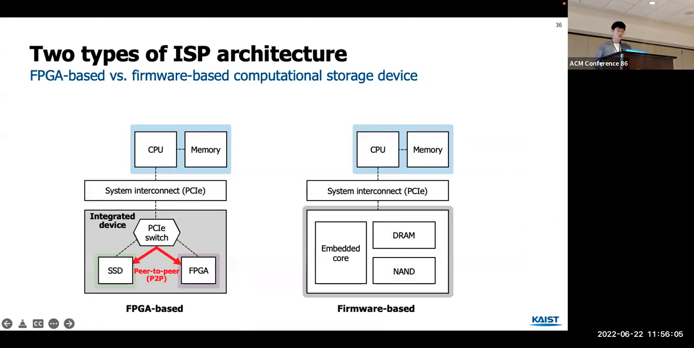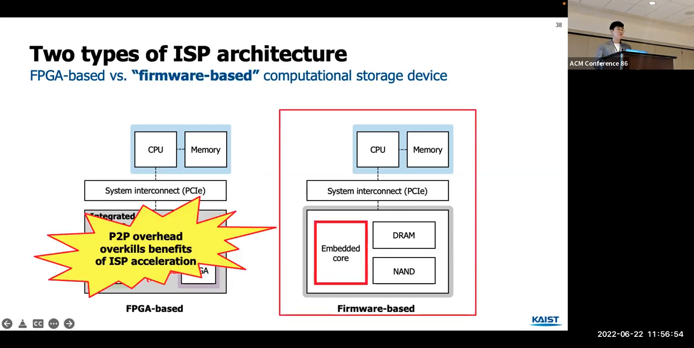To implement in-storage neighbor sampling, we first explored two types of computational storage devices. One is an FPGA-based approach to utilize FPGA integrated near the SSD with peer-to-peer communication. And an alternative is to utilize embedded cores within SSD, known as a firmware-based approach. Neighbor sampling offloaded to the FPGA-based approach is conducted over peer-to-peer communication. First, data is transferred from SSD to FPGA, and FPGA conducts neighbor sampling. And then the result is transferred to host CPU memory. We observed that the benefits of ISP acceleration using FPGA are overshadowed by peer-to-peer communication overhead. Therefore, we have decided to choose the firmware-based approach for our ISP hardware prototype.